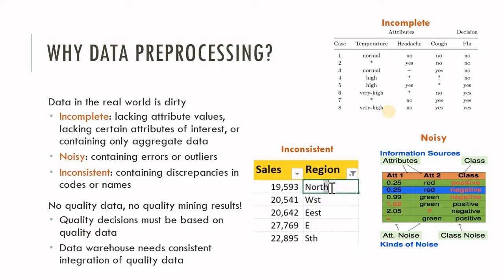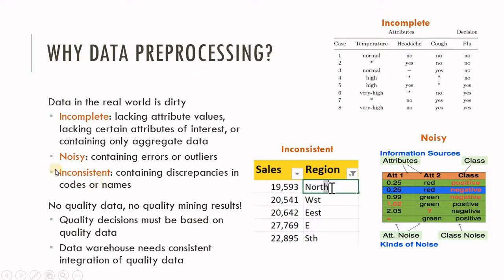That is called incomplete data. Next is noisy data, containing errors or outliers. In the figure you can see there are two attributes and one class name. In attribute 1 and attribute 2, here attribute 1 shows the time. Here the equals sign is not a relevant attribute value. Also here the question mark is not a relevant attribute value. That type of data is called noisy data.